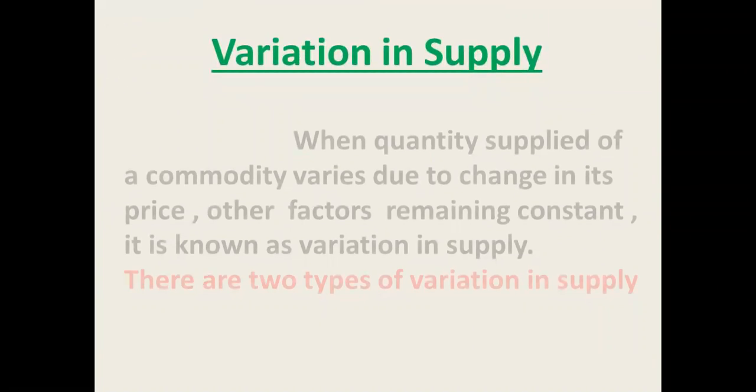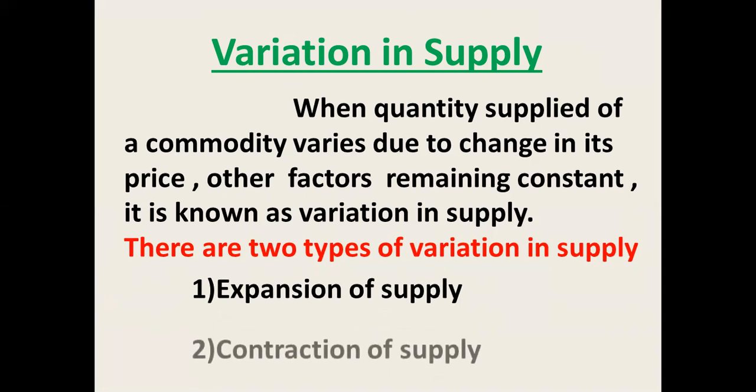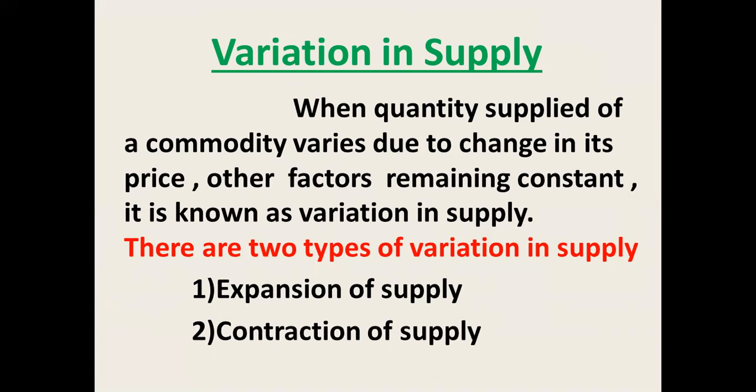So let's start with the first part, the concept of variation in supply. Basically, what is the meaning of variation in supply? When the quantity supplied of a commodity changes due to a change in its price, other factors remaining constant, it is known as the variation in supply. In other words, variation in supply means that the quantity supplied of a commodity changes due to a change in price, but other factors remain constant.